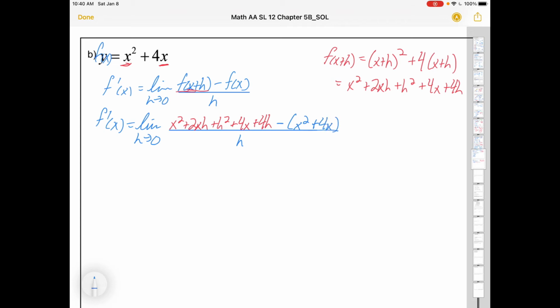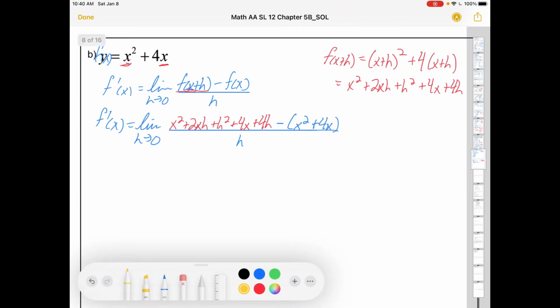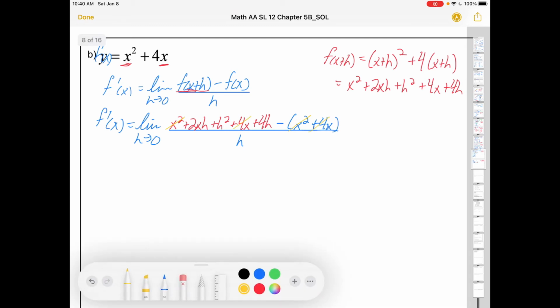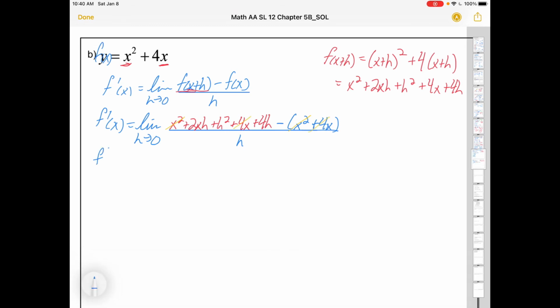Okay, there are a lot of terms here, but some of them add to 0. X squared and this x squared that we're subtracting off, that's going to go. And 4x and this 4x, they're going to add to 0. If you're not sure, you can show the step of actually getting rid of those brackets. But with a polynomial, we'll have this property. So we get 2xh plus h squared plus 4h.